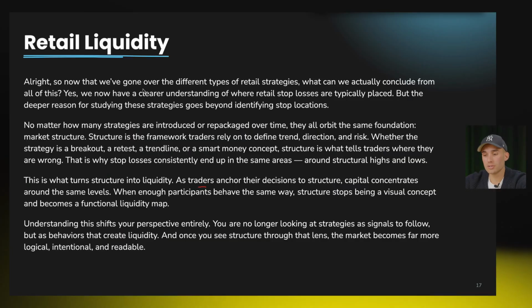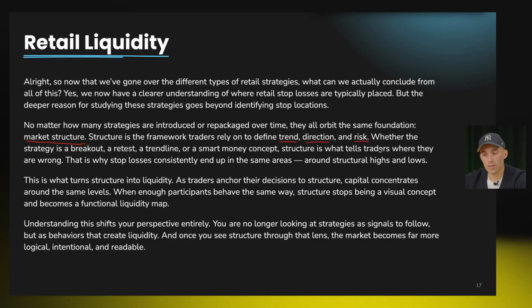All right, so now that we've gone over different types of retail strategies, what can we actually conclude from all of this? Yes, we now have a clear understanding of where retail stop losses are typically placed. But the deeper reason for studying these strategies goes beyond identifying stop locations. No matter how many strategies are introduced or repackaged over time, they all orbit around the same foundation: market structure. Structure is the framework traders rely on to identify trend, direction, and risk. Whether the strategy is a breakout, retest, a trend line, a smart money concept, structure is what tells traders where they are wrong. This is why stop losses consistently end up in the same areas, around structural highs and lows.